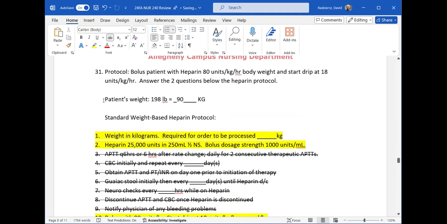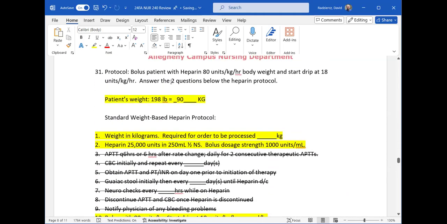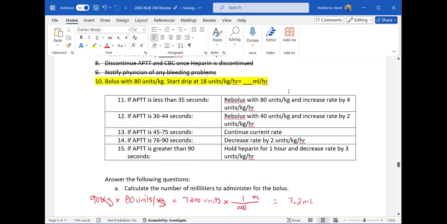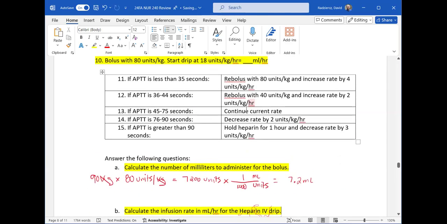Okay. Patient's weight's important. And then answering, it even tells you, answer the two questions below. What are the two questions below? Calculate the bolus and calculate the infusion rate. Those are the two pieces of information that are important for solving this particular example.